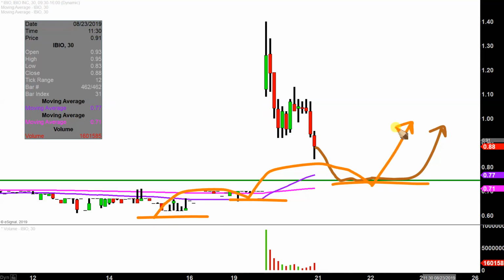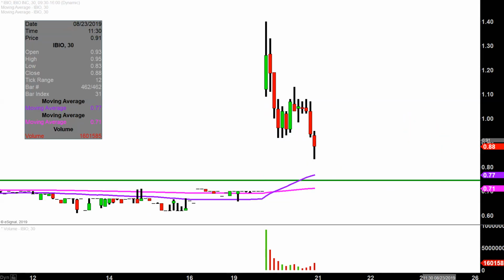So that's why I'm not going to sit here and say the chart is totally destroyed. But yeah, that 75-cent mark, very, very important level going forward. So let's see if the price can hold above it or not.